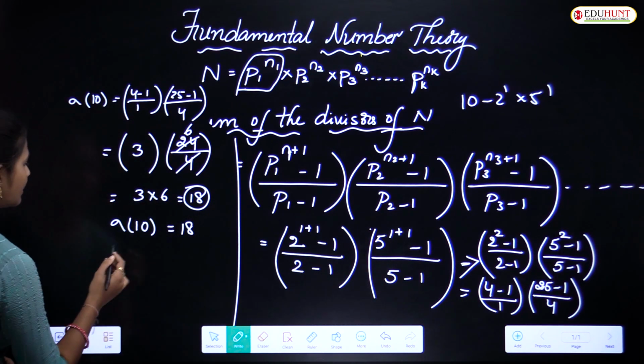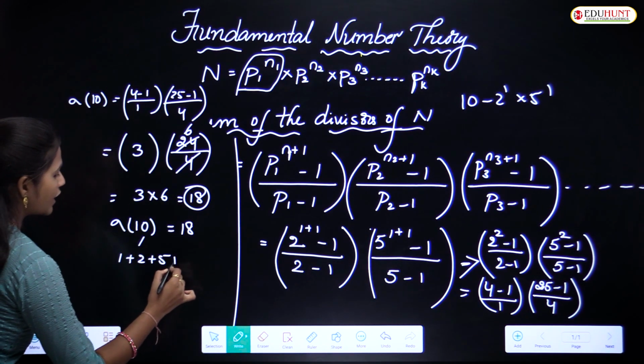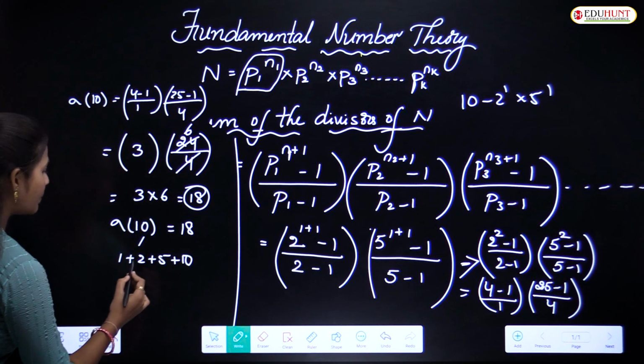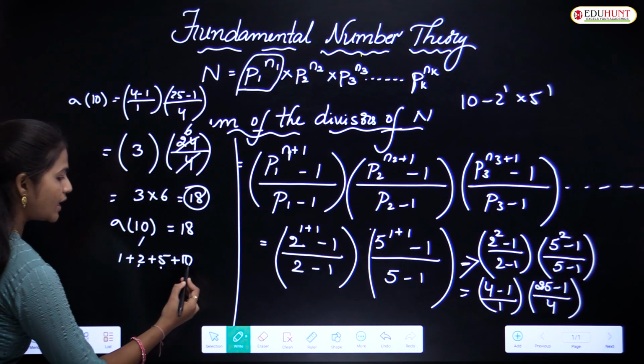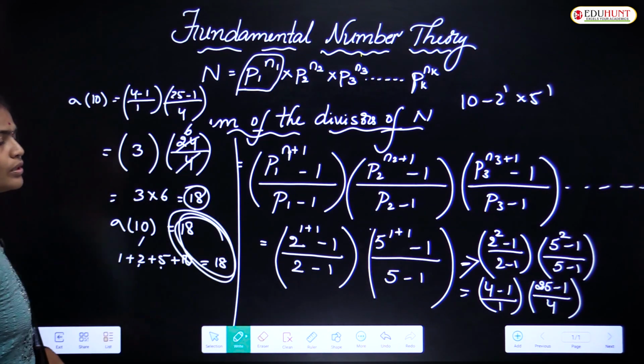Now let us see the divisors of 10: 1 plus 2 plus 5 plus 10. Actually these are the factors of 10, no? So 1 plus 2 is 3, 3 plus 5 is 8, 8 plus 10 is 18. So we got the same result here.